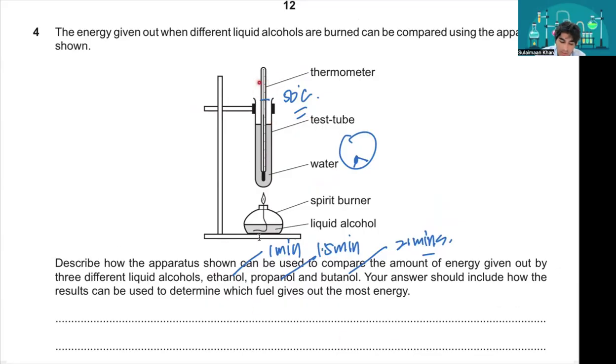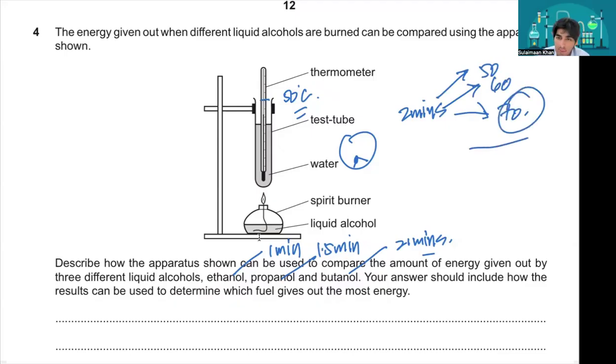You could go about it like this: heat it for, let's suppose, 2 minutes, and see the highest temperature reached in 2 minutes. So one is reaching 50, one is reaching 60, one is reaching 70, let's suppose. The one that reached the highest temperature, 70, in the same amount of time would give out the highest energy, right?